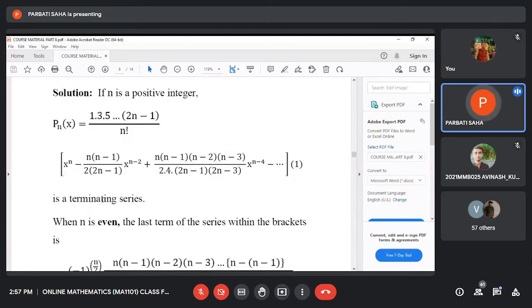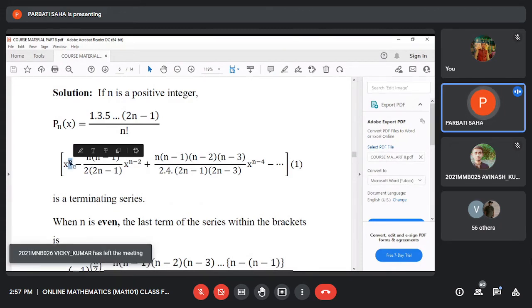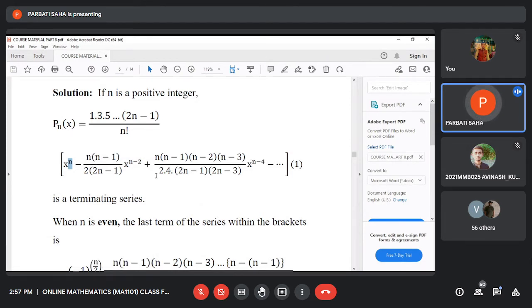Now it is a terminating series. Why? Gradually the degree of x decreases. This is n minus 2, this is n minus 4. So gradually the degree of x decreases, so it is a terminating series. And n is a positive integer. So if n is odd, what happens? If n is odd, then n minus 2 is odd, then n minus 4 is odd, and the last term should be x to the power 1. If n is an even integer, suppose it is 6, then it will be 4, then 2, after that x to the power 0, which means the constant term.